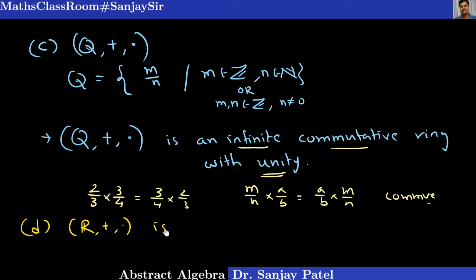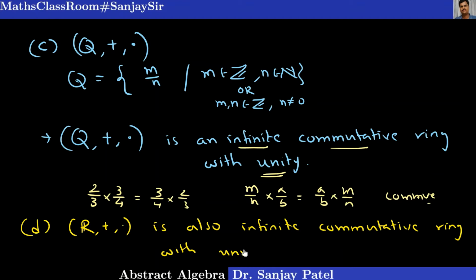R, plus, dot is also an infinite commutative ring with unity element, okay. And the same is true for the set of complex numbers also.